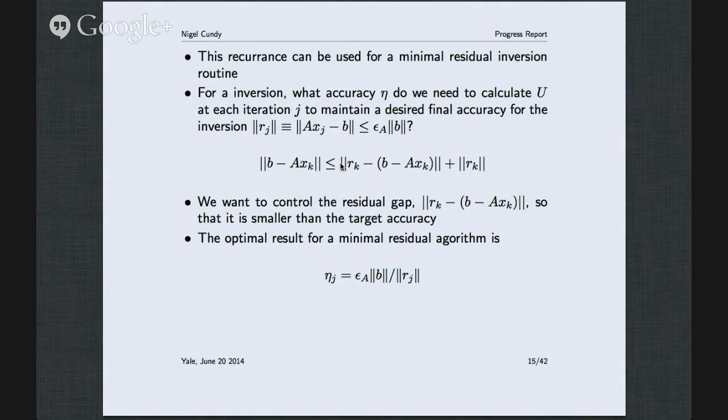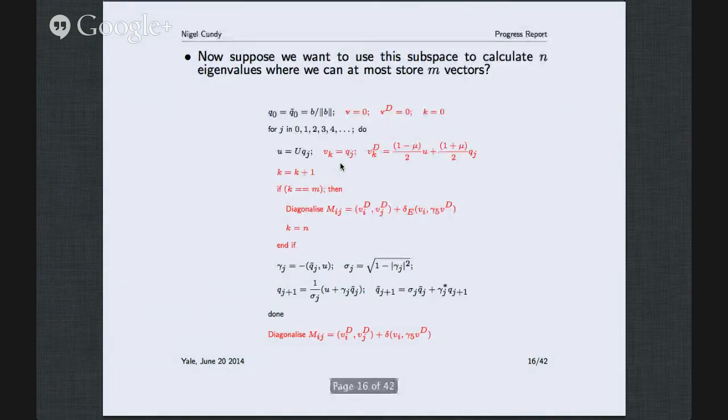This thing here comes from having a low accuracy matrix sign function, effectively. And the optimal result for a minimal residual algorithm is that your accuracy for the sign function is basically inversely proportional to the residual that you've calculated. So you start off with a high residual, so this is a fairly small number, a very low accuracy sign function, and eventually it tapers off to virtually nothing. You need to put in a cutoff. If you go below a certain accuracy, it breaks down, but for the most part it works.